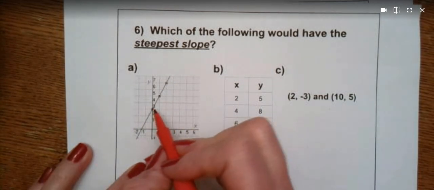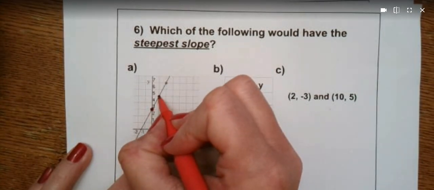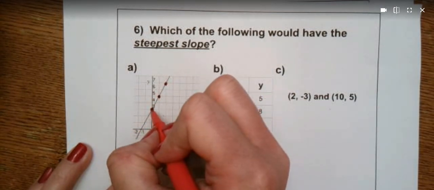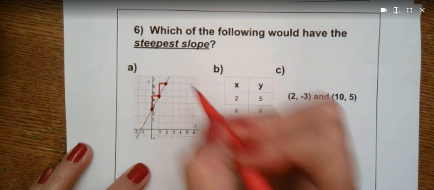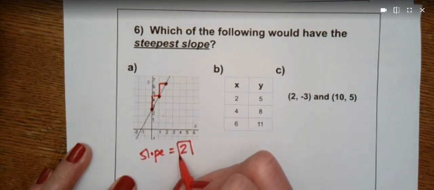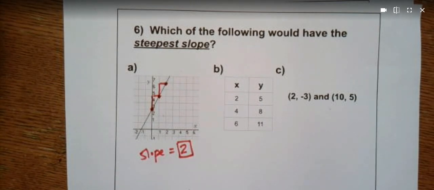So here with this first one, I'm just going to look at the graph, and you can look at yours in your notes. We just want to find simply the rise over the run. Looks like I rise 2, run 1, rise 2, run 1. So here, the slope equals 2. All right, let's go to the table.